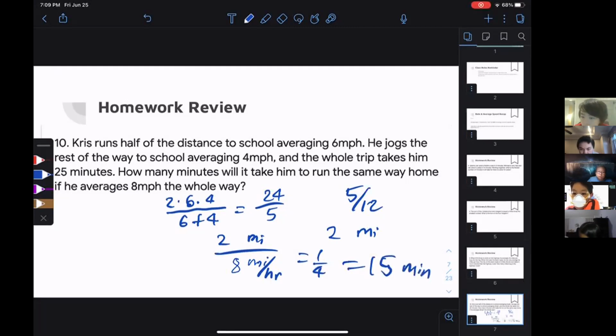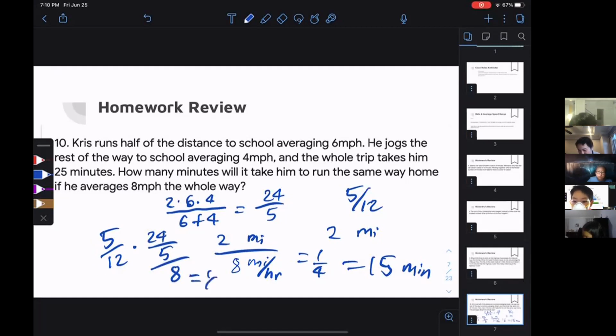It's because they asked for minutes. And the way Leo did it is right. That is one way of doing it: finding the average speed first and then finding the distance. Or actually, you can just directly do 5/12 times 24/5 over 8, if you can work it out like that in your mind. That will also give you 1/4 of an hour. But that's one way of doing it.